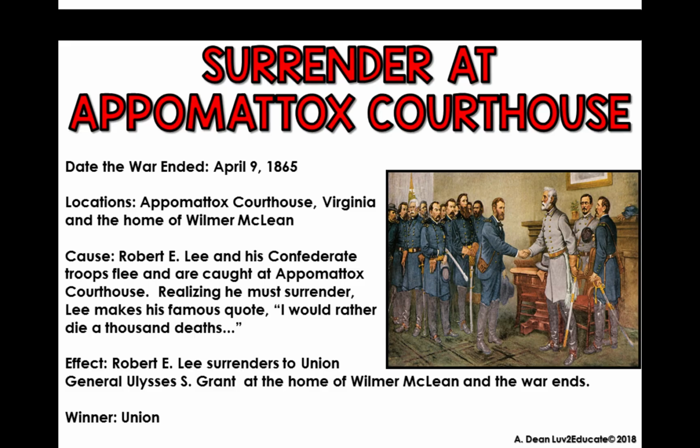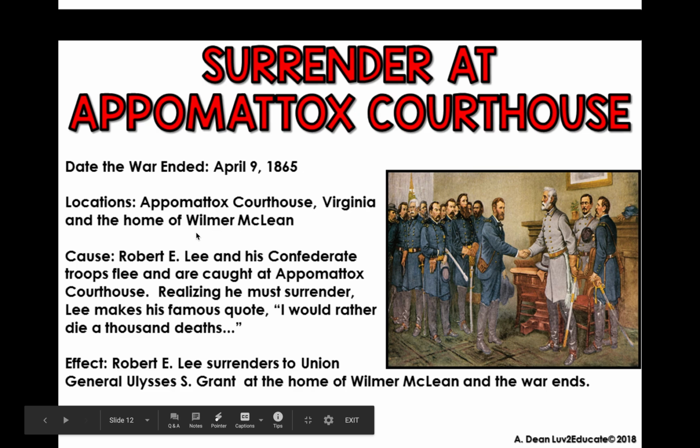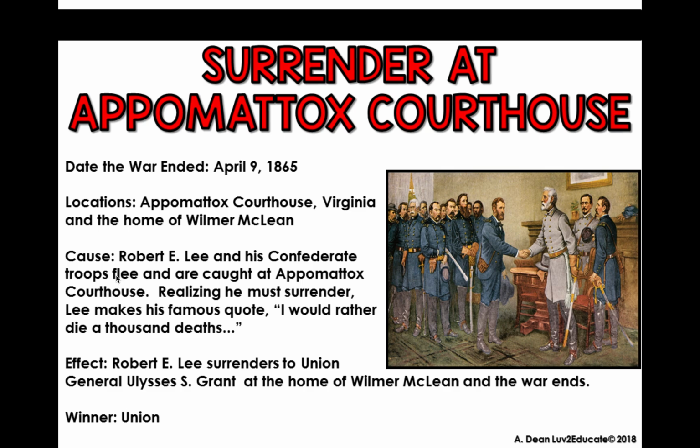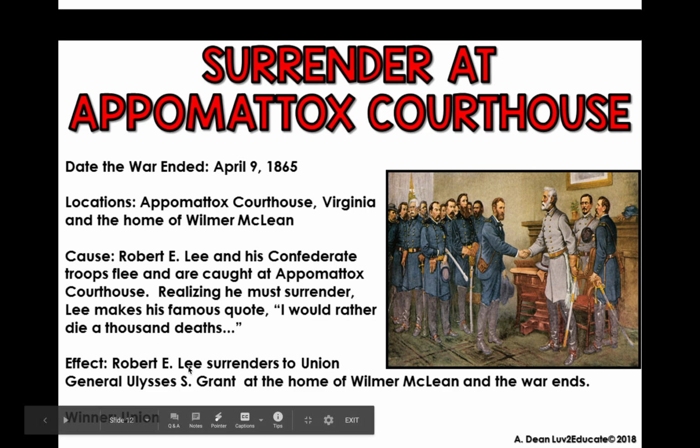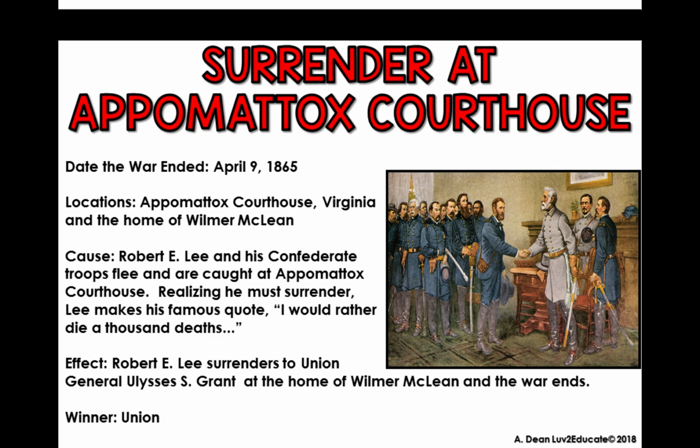So ultimately, the surrender took place at the Appomattox Courthouse. The date the war officially ended was April 9th, 1865. It took place in the Appomattox Courthouse in Virginia, in the home of Wilmer McLean. So Robert E. Lee and his Confederate troops flee, but they're caught at Appomattox Courthouse. So he realized he must surrender. Lee made his famous quote, "I would rather die 1,000 deaths." So Robert E. Lee surrenders to the Union General Ulysses S. Grant at the home of Wilmer McLean, and the war officially ends. And the Union wins the war.